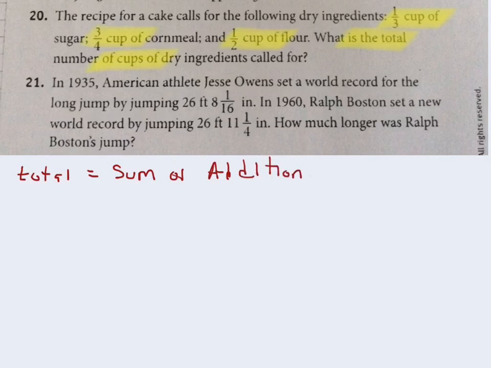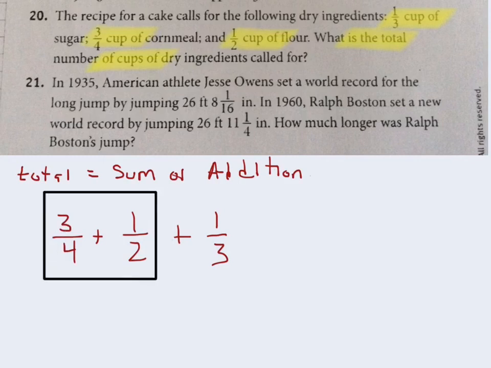Now I'll set it up for you, but you're going to solve this on your own. You have to find a common denominator for all three. 3/4 plus 1/2 plus 1/3. Or you could go one at a time. You could add these two and then add it to 1/3. It's up to you. But sum. Alright, so I'll pause that here.